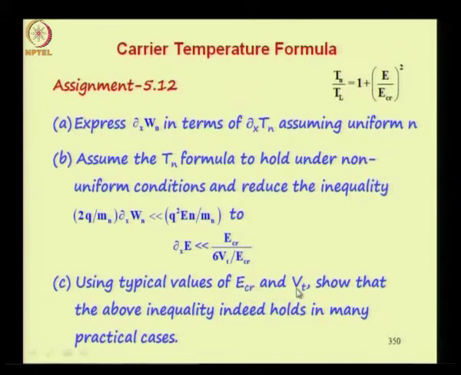and thermal voltage, show that the above inequality indeed holds in many practical cases. So you will have to substitute the typical values and show that this length scale is really very small, and if the right hand side of this term of the inequality allows you a change of critical electric field over that small length scale. So this is really very high rate of change, and most practical dou E by dou x conditions would be less than this.